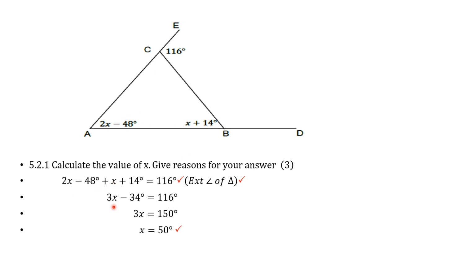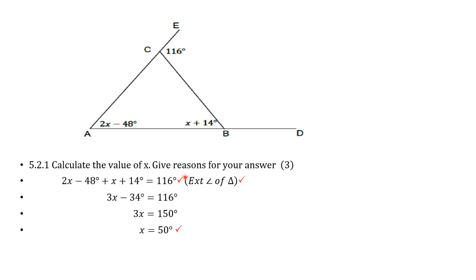2x plus x gives me 3x, minus 48 plus 14 would give me minus 34, equal 116. If I take negative 34 across, it becomes plus 34, so 116 plus 34 would give me 150 degrees. From there, 150 divided by 3 would give me x equal to 50 degrees. So the size of x here is 50 degrees.